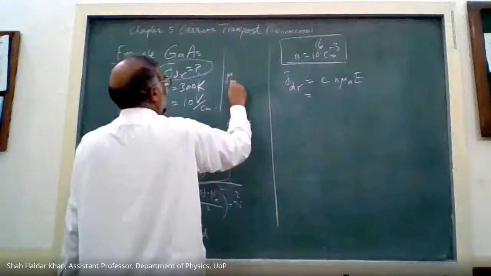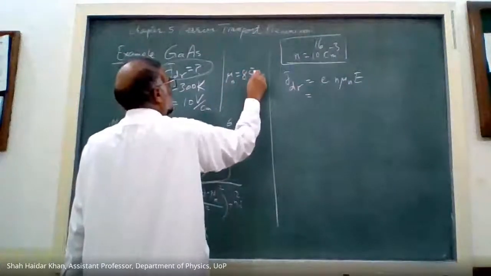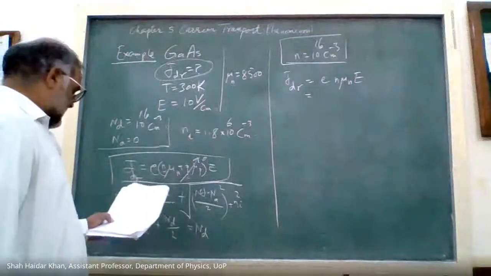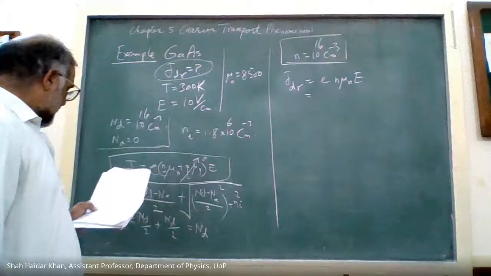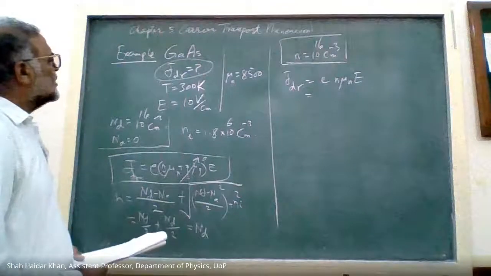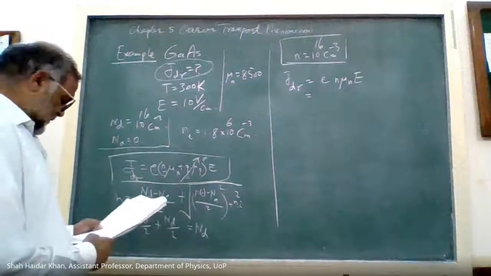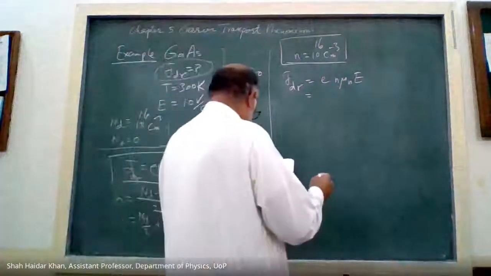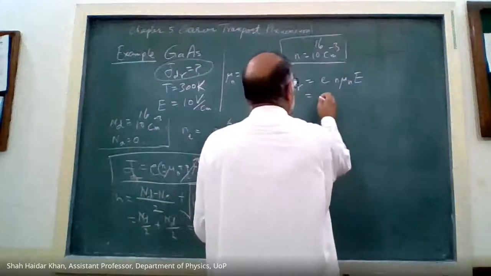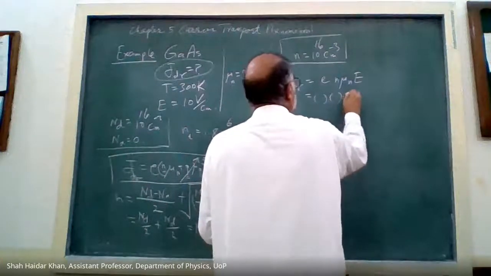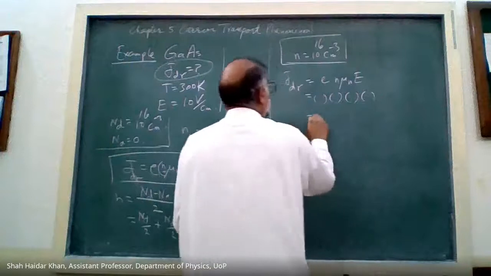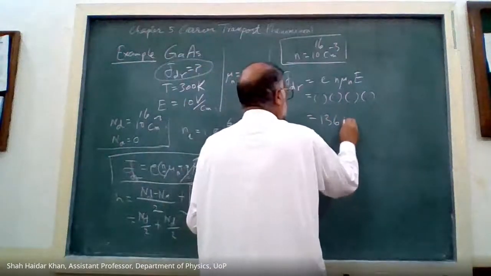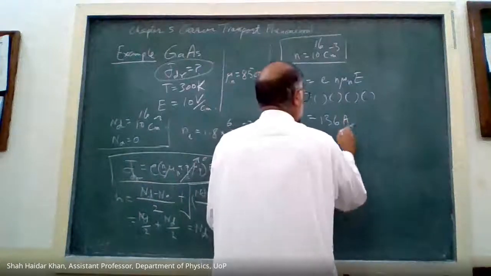The mobility of N, that is 8,500, and both are the electric field. So what is that? So J drift will be equal to this thing, this thing, this thing, and this thing, and you get what? 136 ampere per centimeter square.